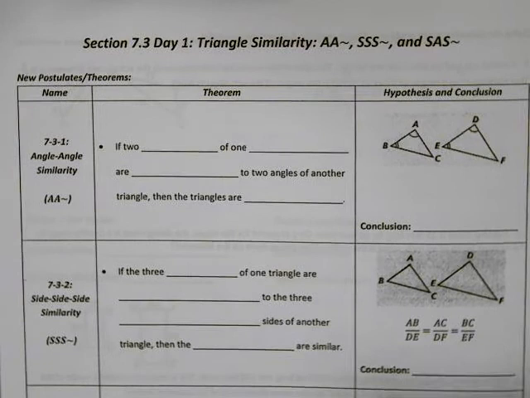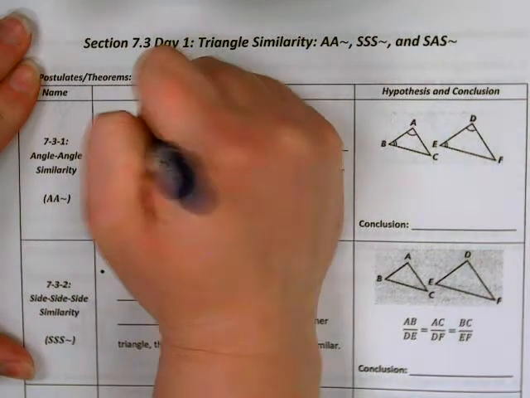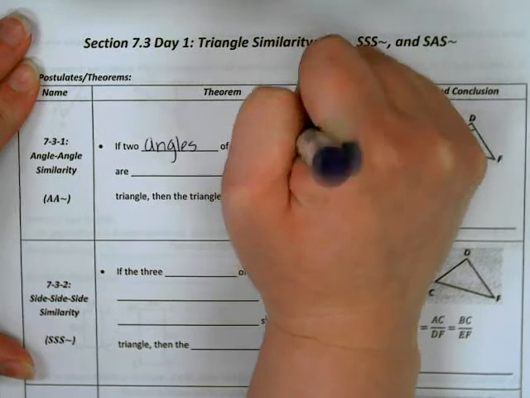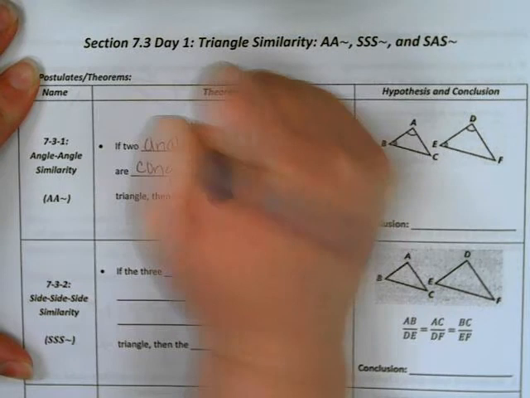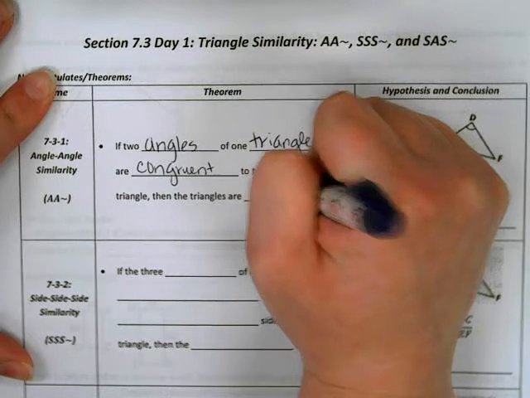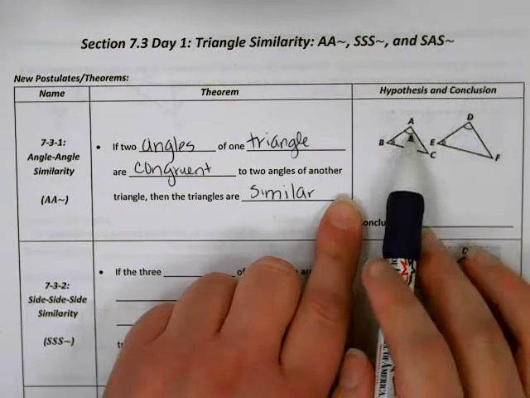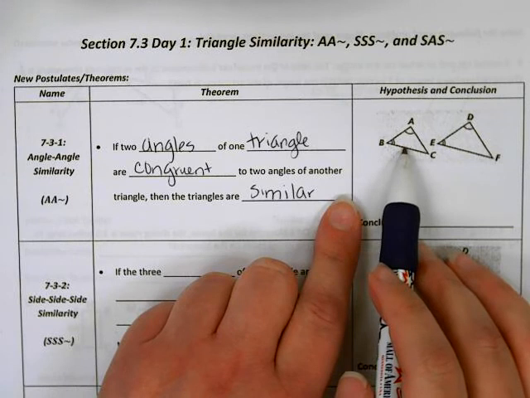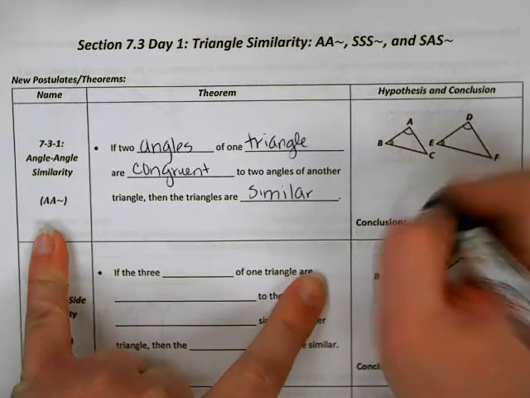So take a look at the first one. We're going to talk about angle-angle similarity first. So if two angles of one triangle are congruent to two angles of another triangle, then the triangles are similar. So we can take a look at the picture that we have here. Angle A has one arc mark, angle D has one arc mark, so they're congruent. Angles B and E both have two arc marks, so we know that they're congruent. So we can say that the triangles are similar to each other.